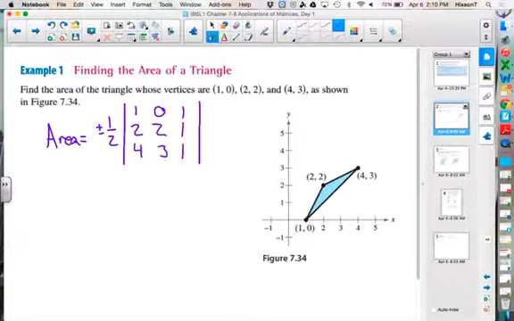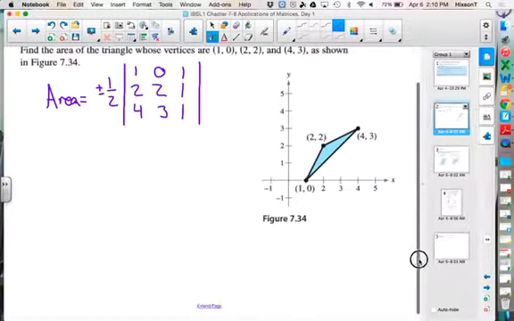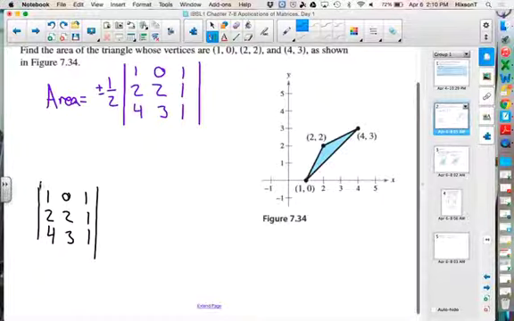Now, the most challenging part of this is simply finding the determinant of your 3 by 3 matrix. You guys preferred the first method from our vote on Thursday. So let's use that. We'll show the second method as well. We had the matrix 1, 0, 1, 2, 2, 1, 4, 3, 1. Then we copied the first 2 columns as a 4th and 5th column.